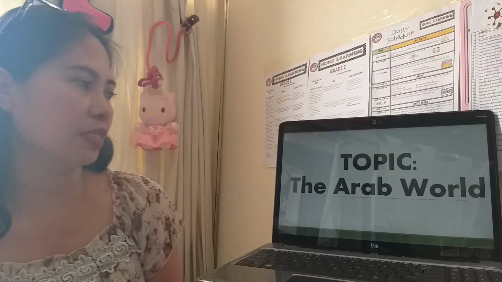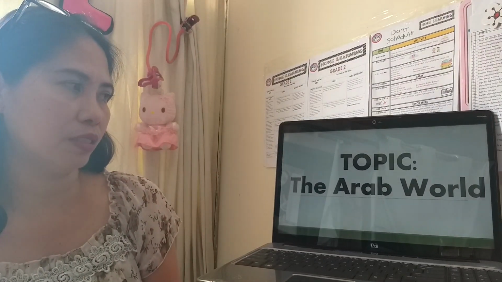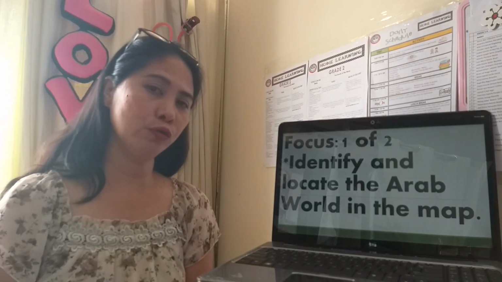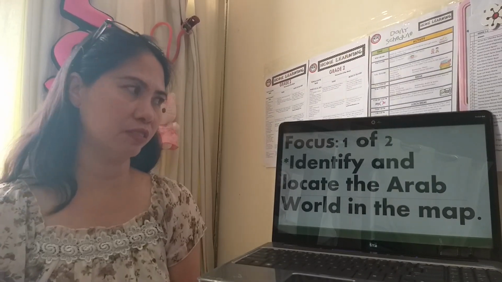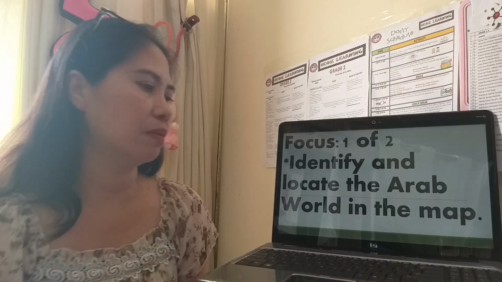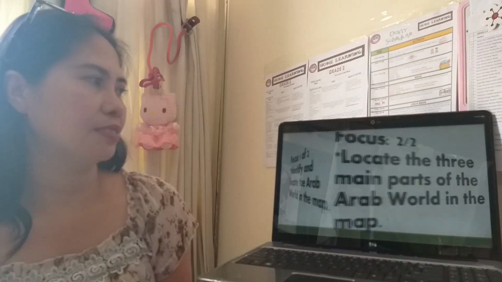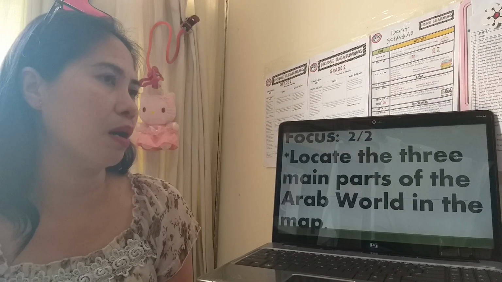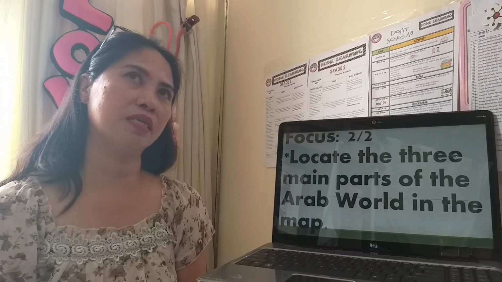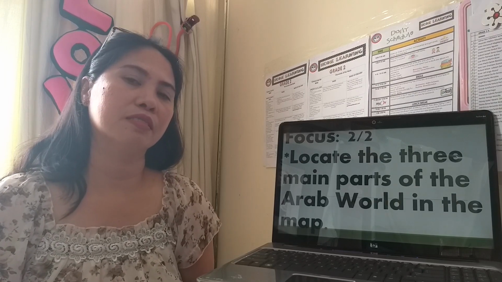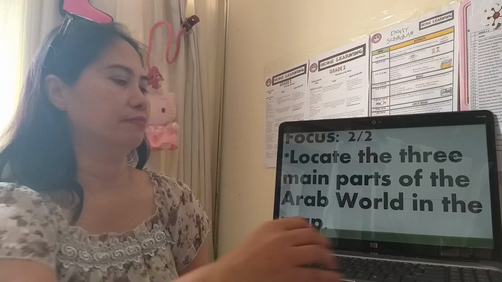First we have the topic, the Arab world. We have two focuses or learning objectives. One is to identify and locate the Arab world in the map. The second one is to locate the three main parts of the Arab world in the map. So this is more of practicing your map skills.